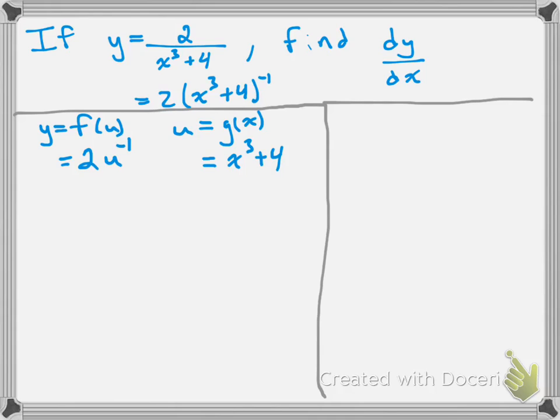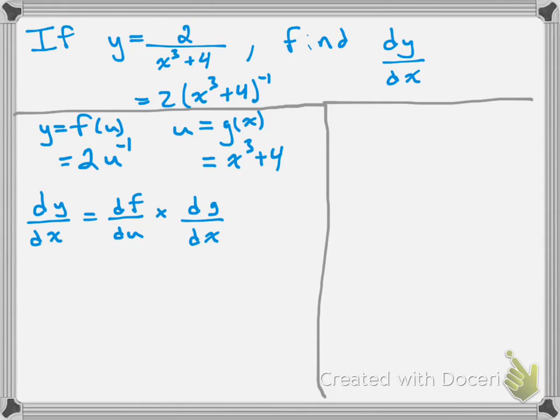Okay, so remember that the derivative of a composite function in Leibniz notation, so the chain rule in Leibniz notation, is dy by dx equals df by du times dg by dx. Okay, so we're calculating dy by dx. So that means we need to know df by du and dg by dx. Well, df by du just means the derivative of the function f with respect to u, and dg by dx means the derivative of the function g with respect to x.